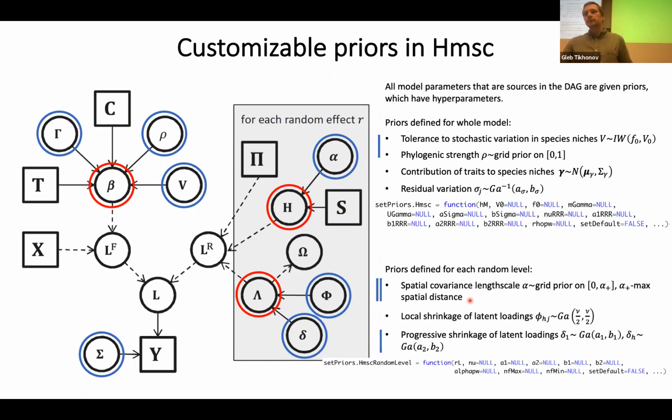If you are specifically dealing with spatial models, then maybe you would need to learn this particular one. Otherwise, these three, the tolerance to species variation, phylogenetic strength and its prior, as well as progressive shrinkage on latent loadings, will be the ones which you would sometimes need. And this is the end of my lecture. Once we have a few questions, if there are any, we can have a short practical demonstration on how to do this in code.